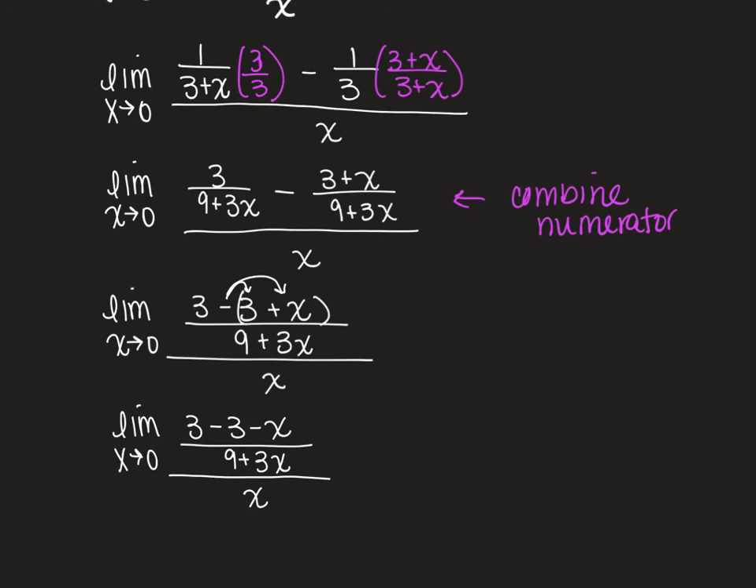So you should be taking 3 lines in your notebook for this problem. I know that seems like a lot. I know it seems wasteful. You can work horizontally, but just make sure you are giving yourself the space to work here. So we can simplify our numerator even further. So we have the limit as x is approaching 0 of negative x over 9 plus 3x, and that's all over x.